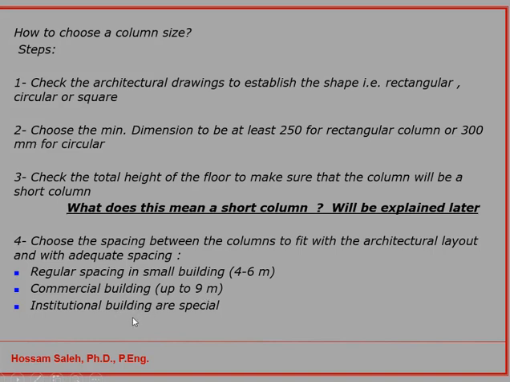If you have an institutional building or a special building like a banquet hall or lecture hall, then you can use a different concept, and you can go with a frame. That will be a special item. You have to look at the framing in the architectural drawing, and choose the location of the columns to make sure that the architectural function is maintained.